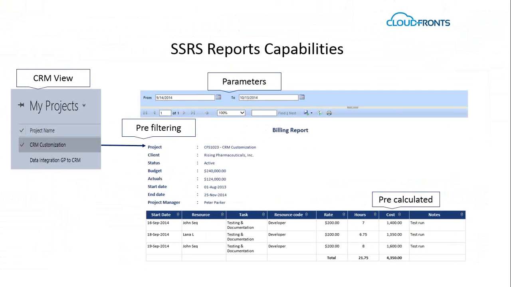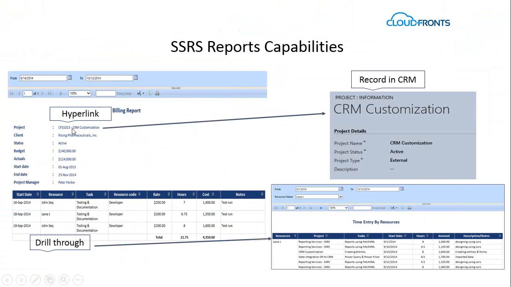So the capabilities recap which we just saw. From a record in CRM, I opened the report, which is the pre-filtering. I select a date range for opening this report, which is the parameters. I define a column which is already pre-calculated in the report, which is not present in the entity, that is pre-calculations. Next, I click on a record and directly open a record in CRM, which is hyperlink. Next, I click on a name and open another report in the same window by passing the parameters from the parent report, which is a feature called drill through. Okay?